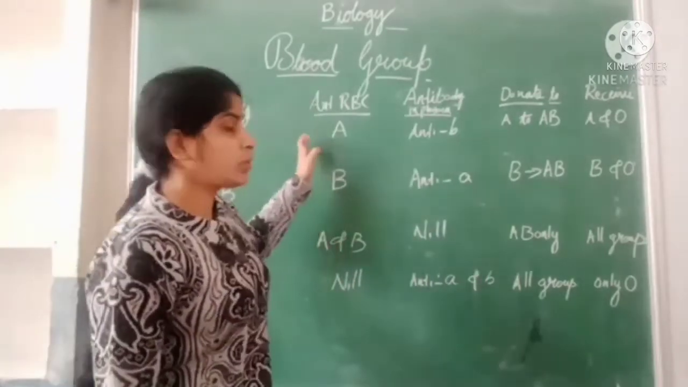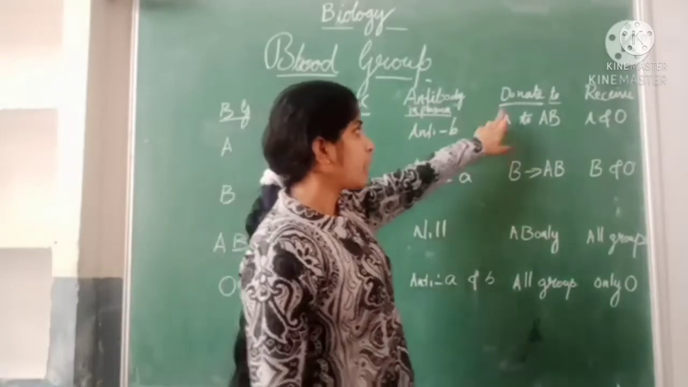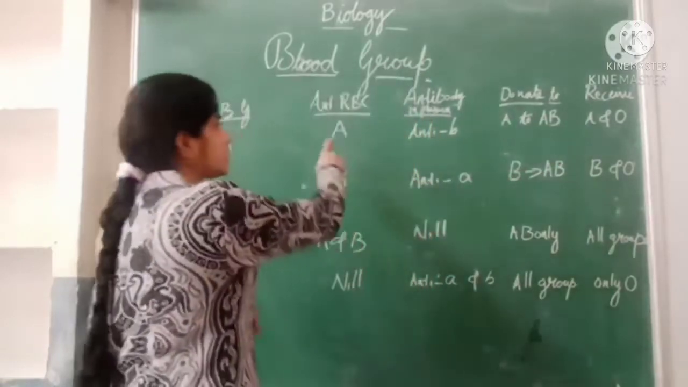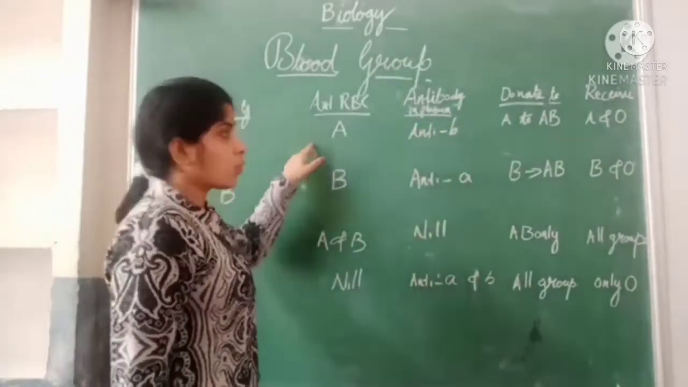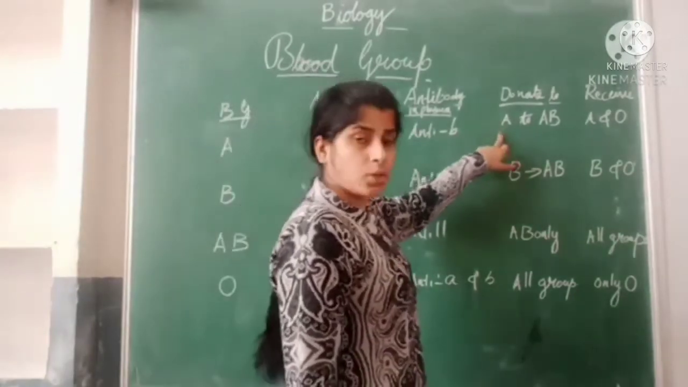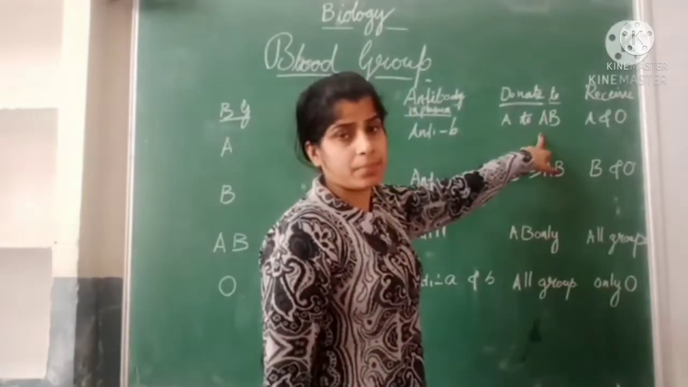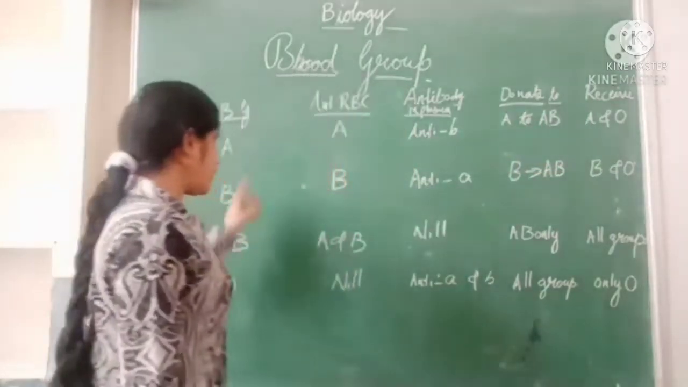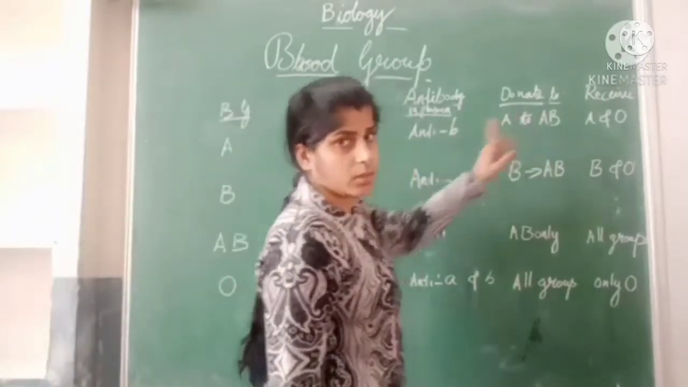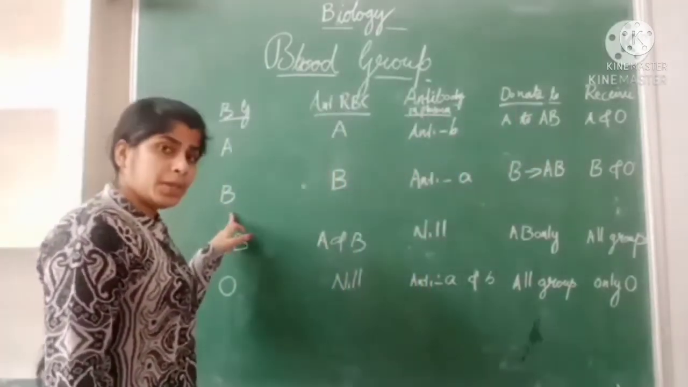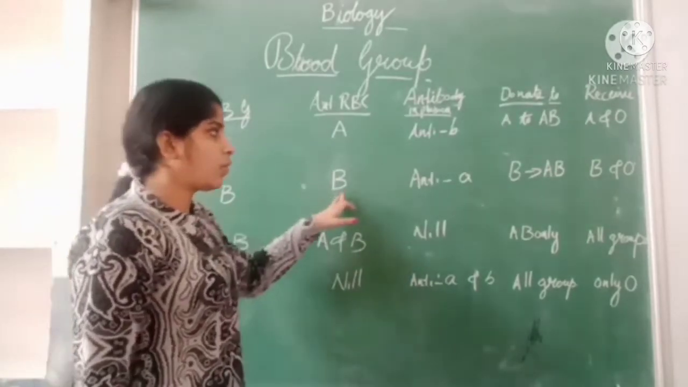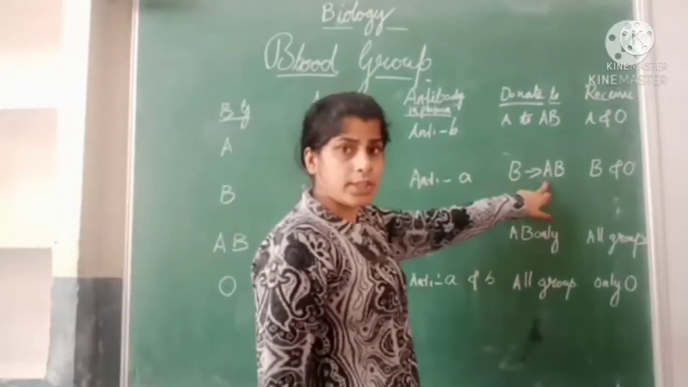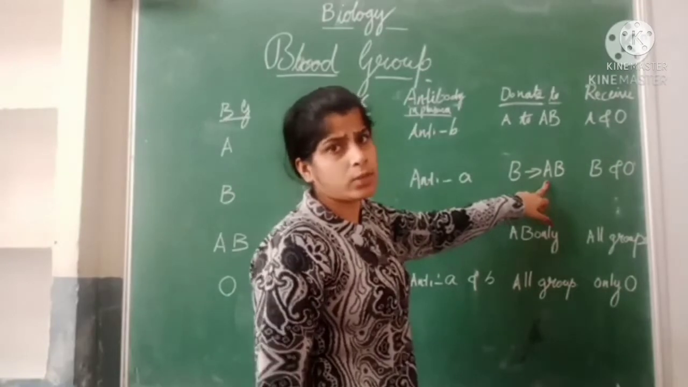Which blood group can donate to another group? Blood group A has antigen A and antibody B, so it can donate to the AB blood group. The B group has antigen B and antibody A, so B can also donate to the AB blood group person.